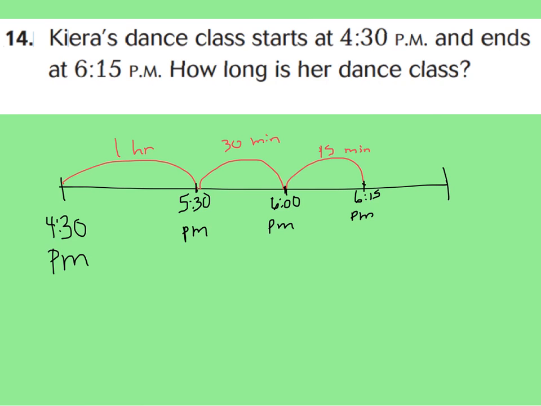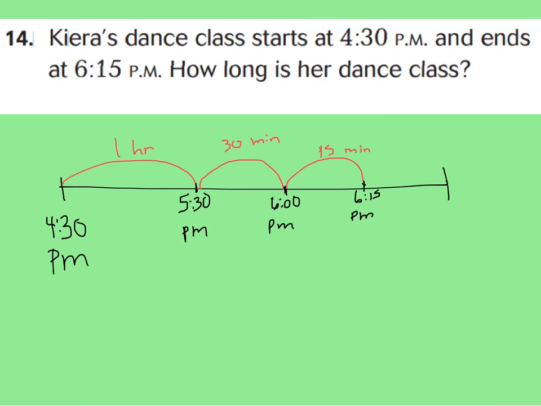Okay, so if you look right here, here's what I did. I knew my start time was 4:30 p.m., so I added 1 hour, which made it 5:30 p.m. I couldn't add a new hour because that would be 6:30, and that would be way too much. So I just jumped 30 minutes on mine, and that took me to 6 o'clock p.m. So far I had 1 hour and 30 minutes to make it to 6 o'clock p.m., and then I just added an extra 15 minutes, which took me to 6:15 p.m.